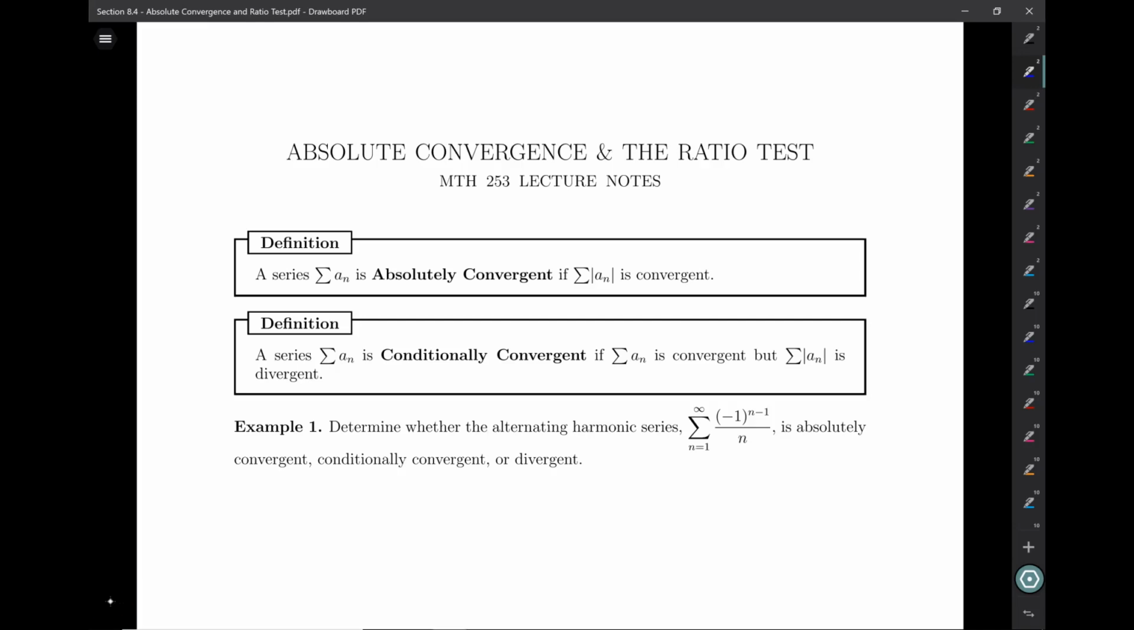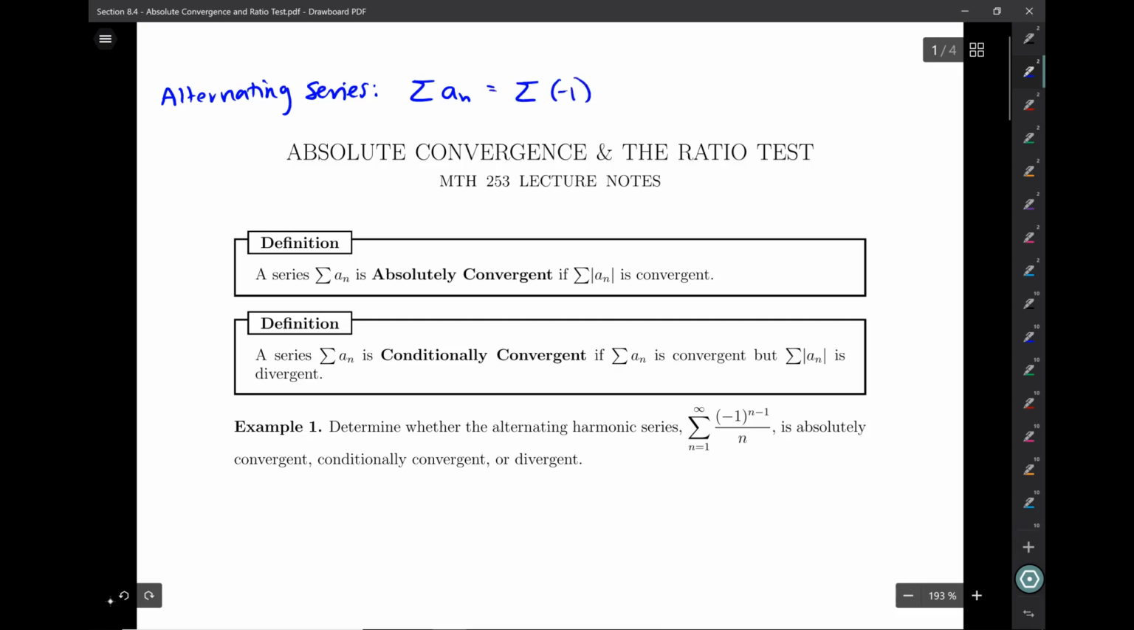Hey there, so today we're going to take a look at absolute convergence and the ratio test. In a recent video we looked at alternating series, and let's just refresh real quick on what that was. An alternating series is a series whose terms alternate in sign, positive, negative, and we generally say that an alternating series has the form (-1)^(n-1).